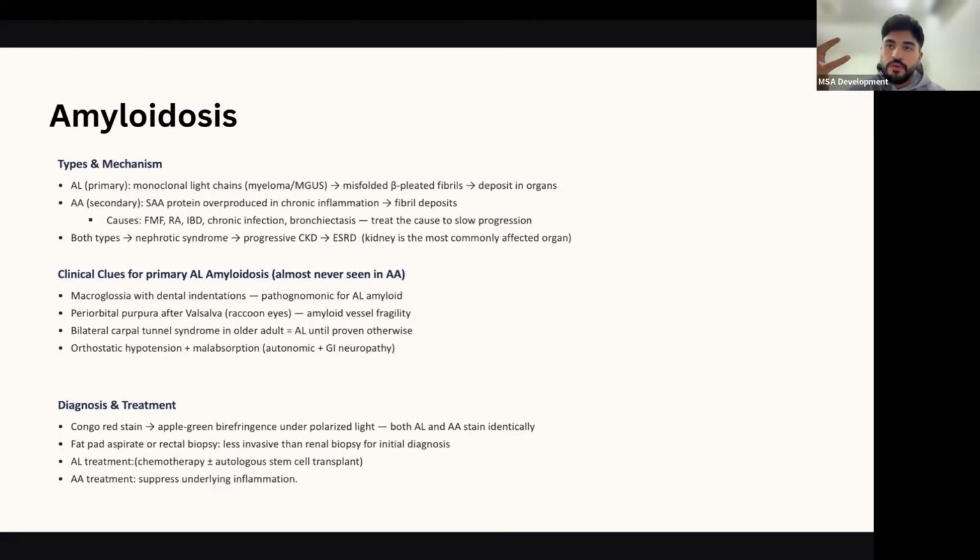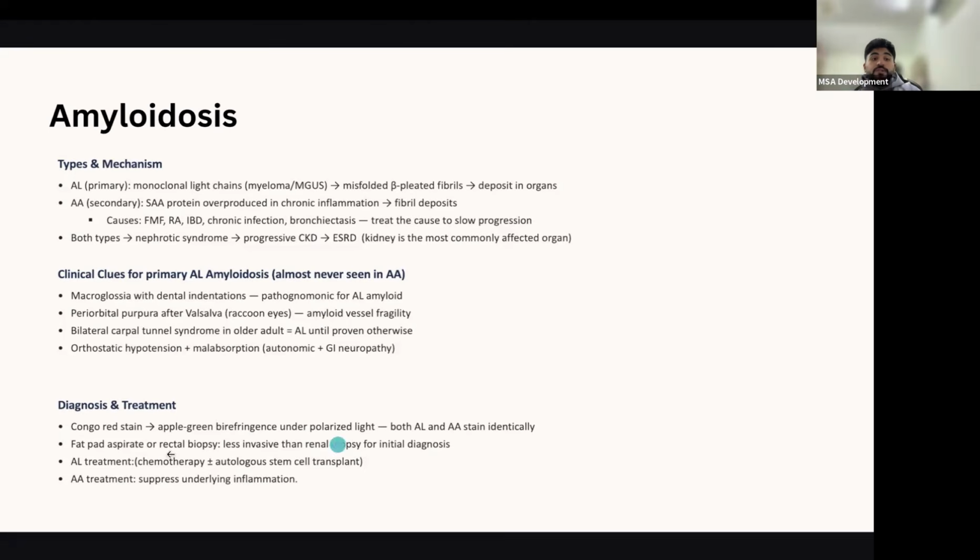So usually in the scenario, an older adult will come to you complaining of, for example, the acute kidney injury symptoms, and you will find an MSK report that says that they have bilateral carpal tunnel syndrome, like they have numbness wherever the median nerve supplies the hands. So that's a giveaway that this is primary amyloidosis.